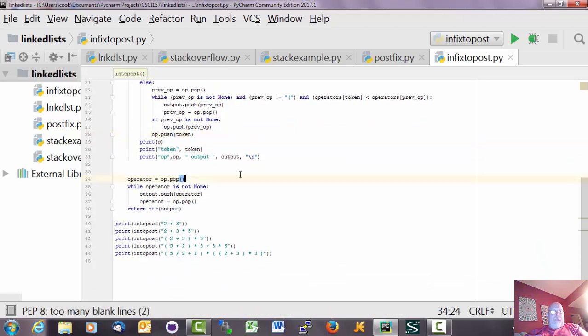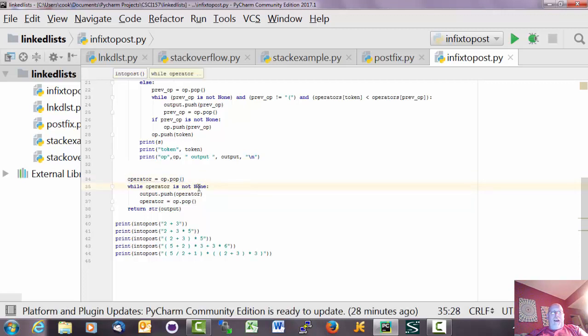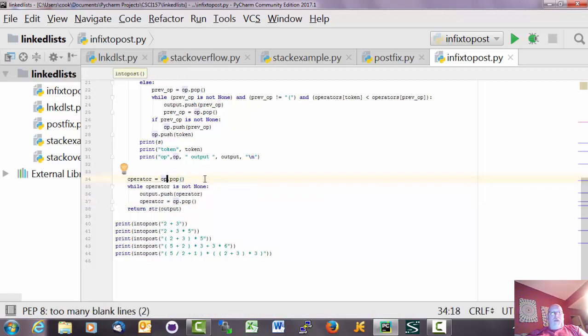When we're all done, there still could be an operator left on the stack, so we pop that off, and if there is an operator, in other words if the operator is not none, then we push it onto the output stack. And I'm sorry, there still could be more than one operator left on the operator stack when we're done. So as long as there's operators on the stack, we pop them off the operator stack and push them onto the output.